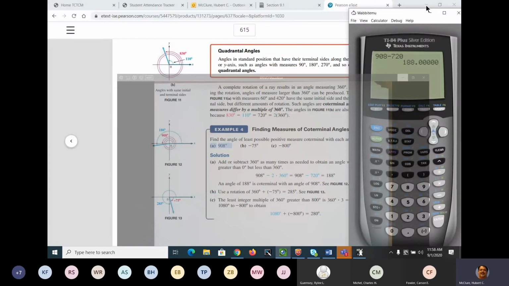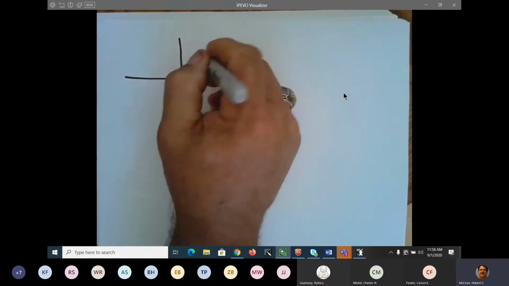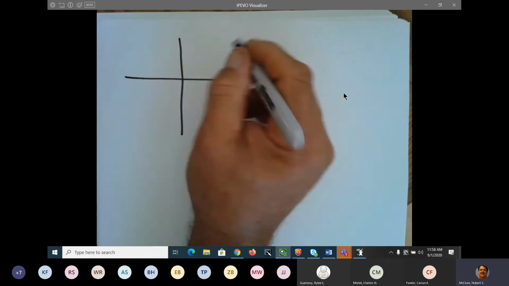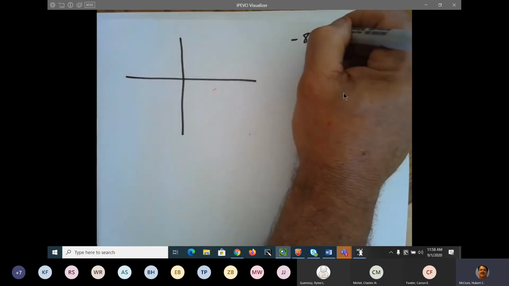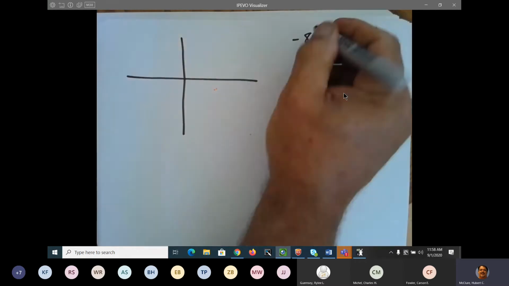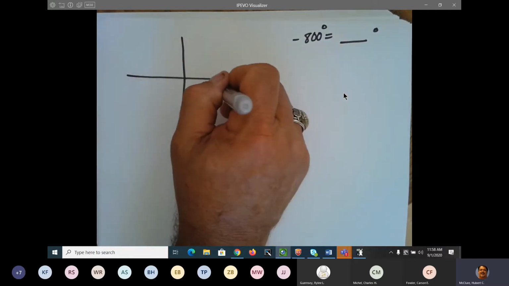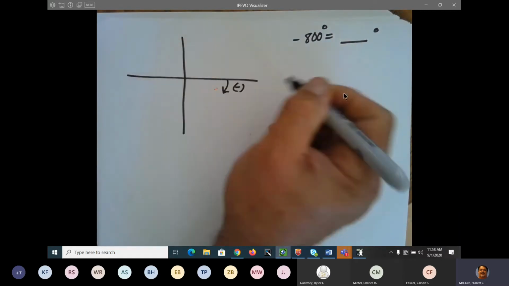Let's do the third one for good measure. I don't know what the third one is, but let's do it. The third one says negative 800 degrees. Nobody ever would walk up to you and ask you that, but negative 800 degrees, and I'm not even going to write it. I'm just going to say negative 800 is equal to blank degrees. First thing I'm going to do, we know it's turning this way, so that's the negative. So I'm not worried about the negative. Negative just tells us direction.